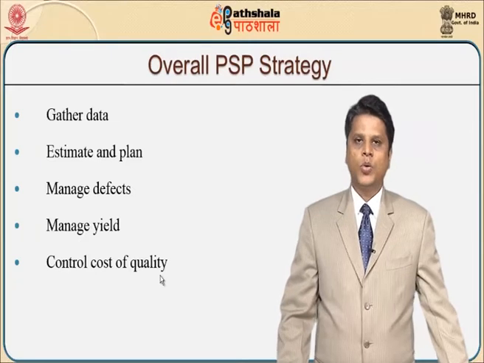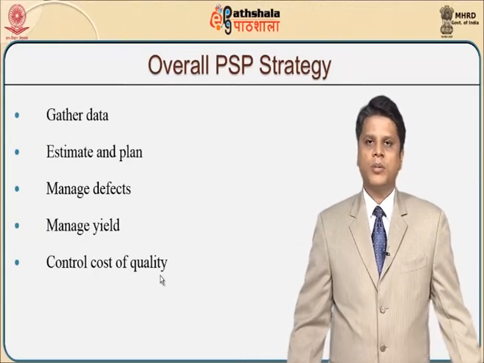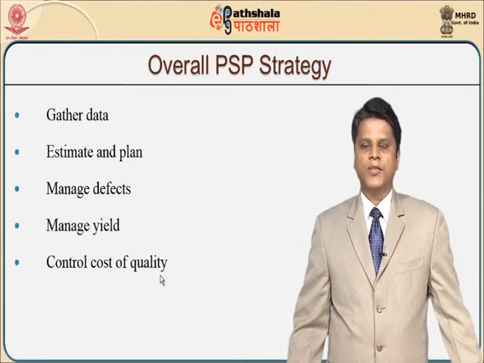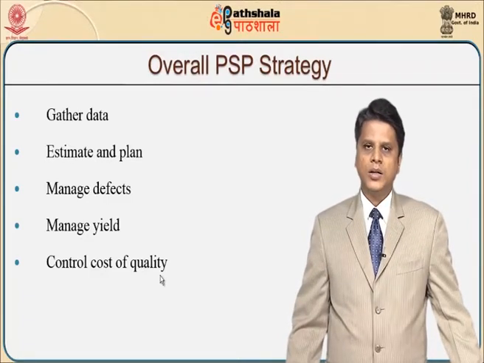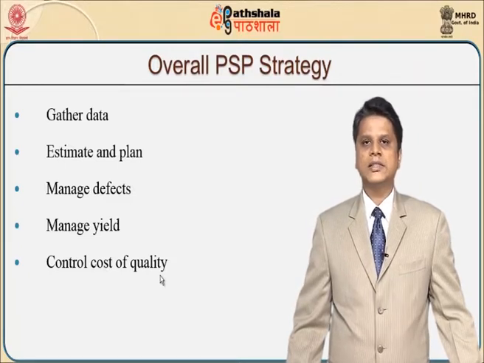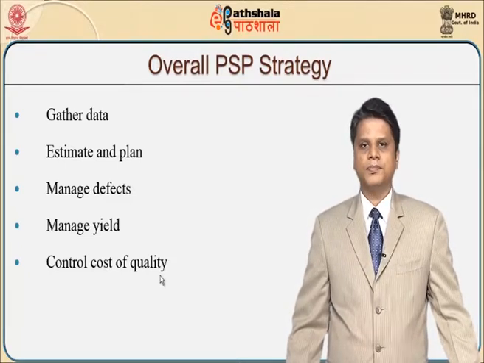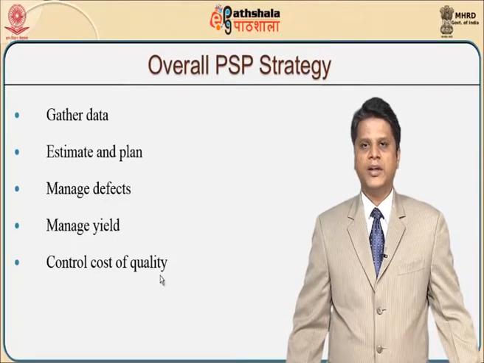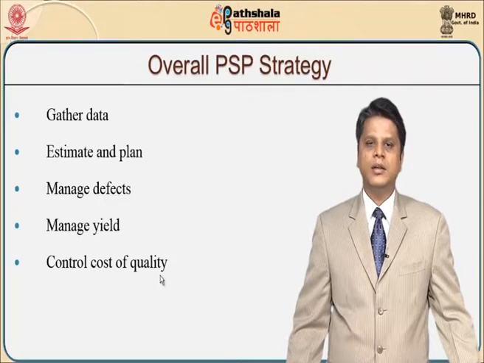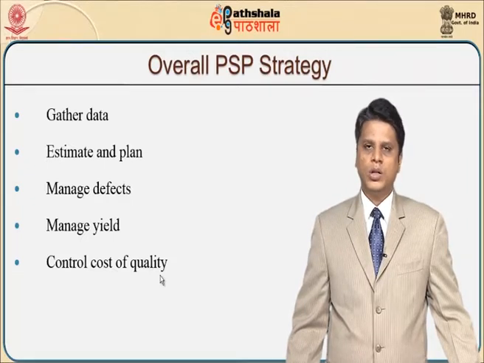So, when we look at the overall strategy for the Personal Software Process, we initially collect all the data and do a little bit of analytics to estimate and plan, and to improvise on the quality, we manage the defects and try finding what the yield is and manage the yield. The basic purpose with which we started all this work of PSP is to control the quality and the cost.